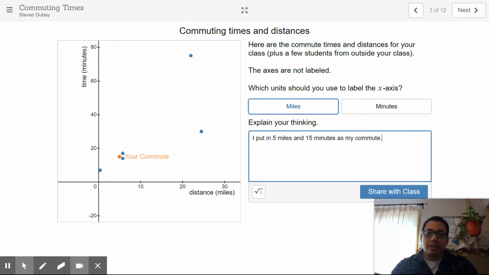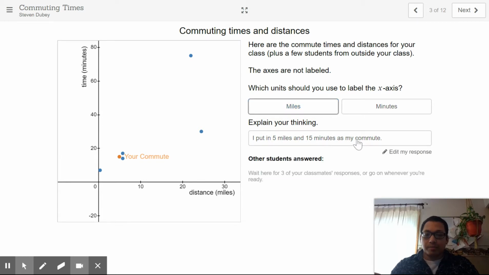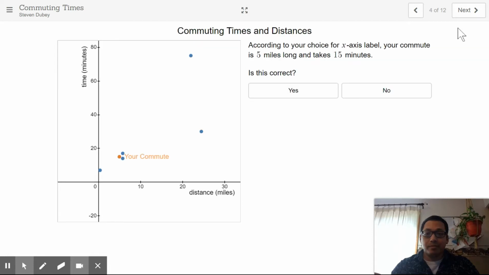It's a graph. That's what it looks like. Other people's will hopefully show up on this graph as they get entered. According to your choice for the x-axis, your commute is 5 miles long and takes 15 minutes. Is this correct? Yes, and if it's not, go ahead and go back and switch your axis.